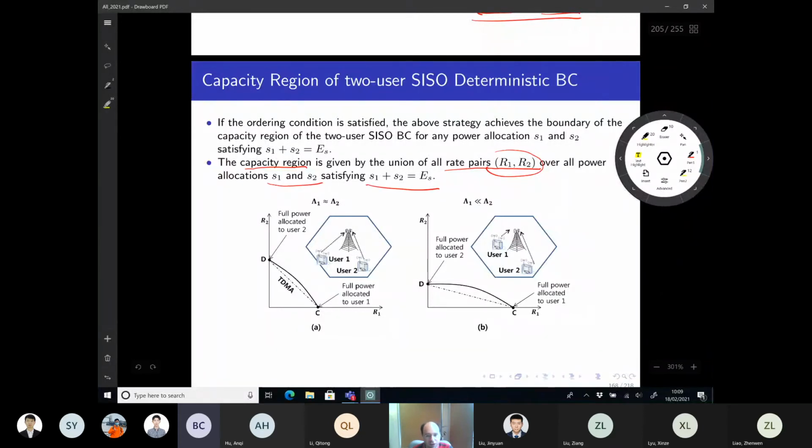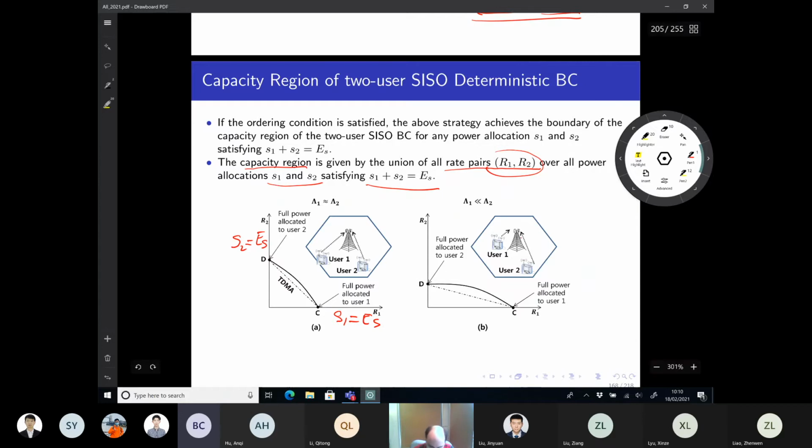this equality satisfied, right? So this point here is when you allocate all the power to user 1. So S1 here is equal to ES. This point there is when you allocate all the power to user 2. And then a point in between is when you allocate a fraction of the power to S1, and a fraction of the power to S2. And you can show that this is actually larger than TDMA. TDMA would be here, you transmit at user 1 or user 2, but not at the same time.